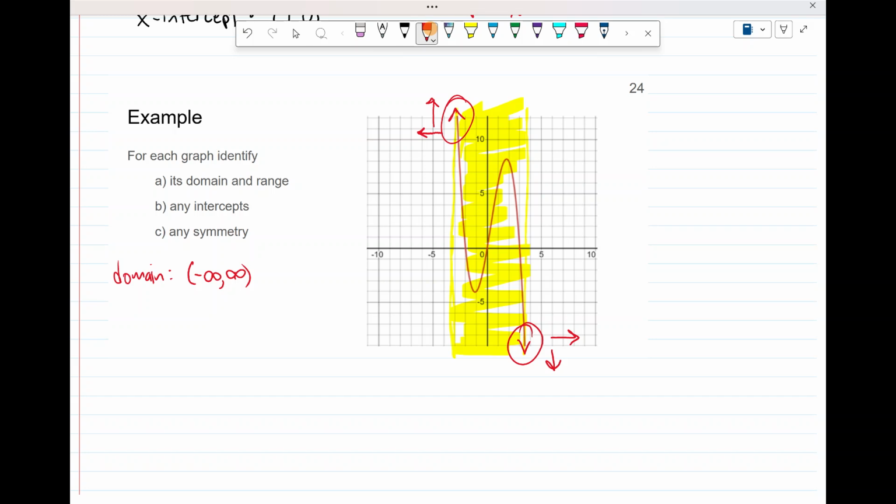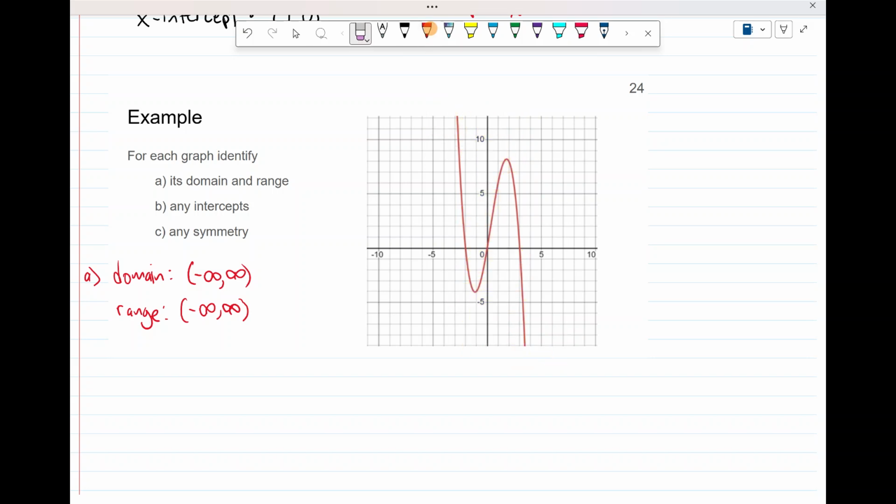And similarly, for the range, you can tell that it's going to keep going up to infinity. It's going to keep going down to infinity. And it has all of the values in between. In this case, what we can see is from +12 down to -9. So the domain and range is going to be all real numbers in this case, and expressed in interval notation, that'll be from negative infinity to infinity.